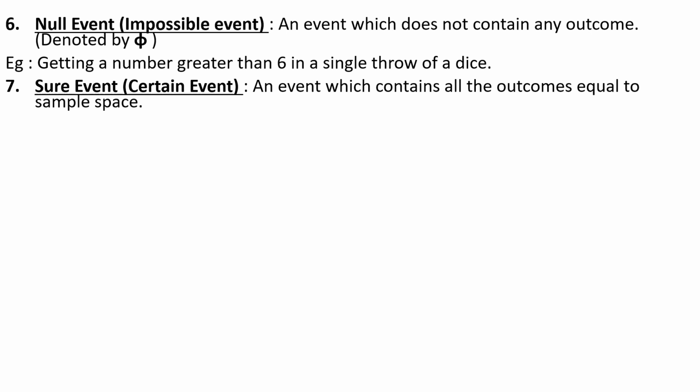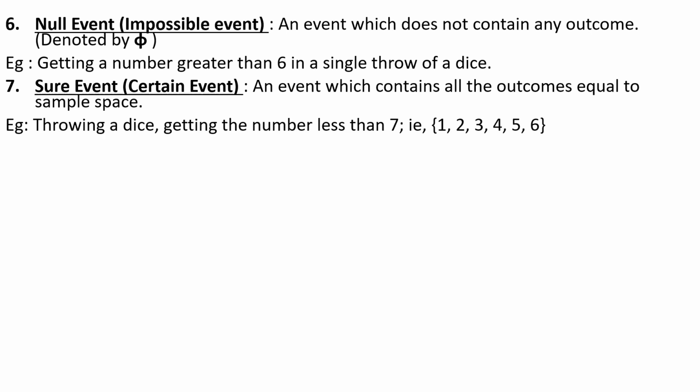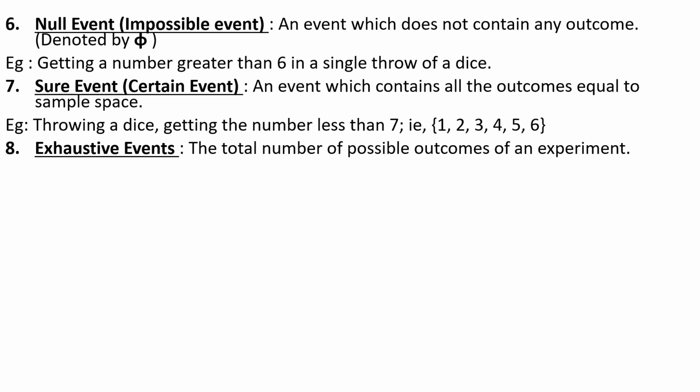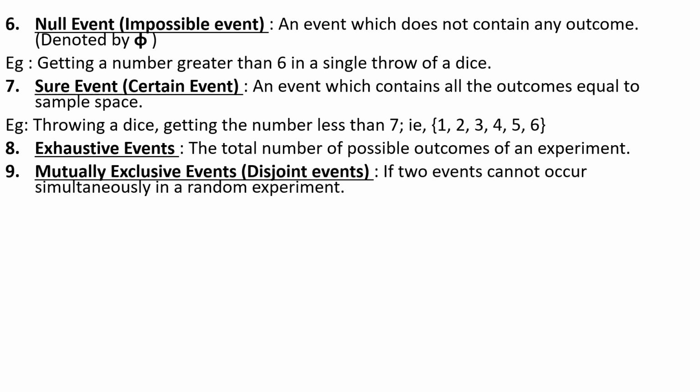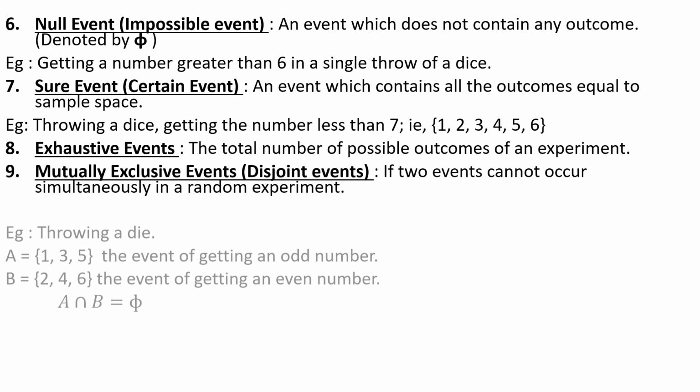Sure event is an event which will contain all the outcomes, which is equal to the sample space. When you throw a die, getting a number less than 7 means we can get all the numbers 1, 2, 3, 4, 5, 6, which is exactly the same as the sample space. So that is a sure event. Exhaustive events: when the total number of possible outcomes of an experiment. Mutually exclusive event, also known as disjoint event, if two events cannot occur simultaneously in the random experiment.